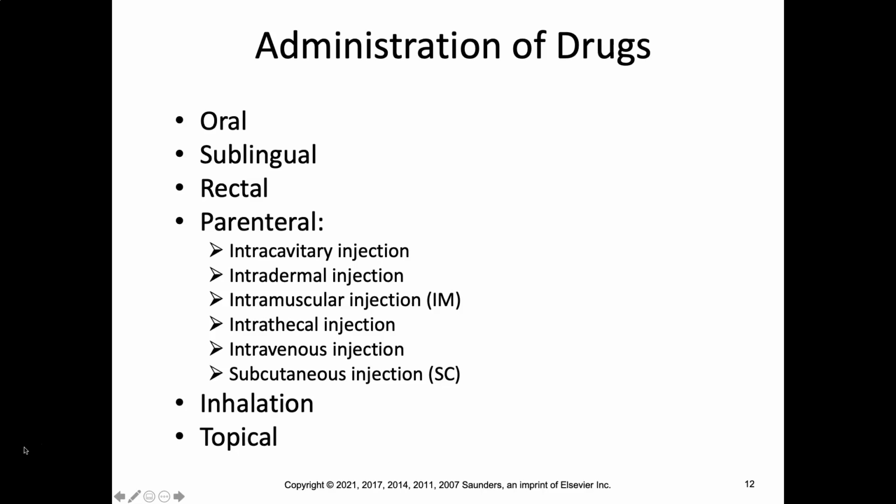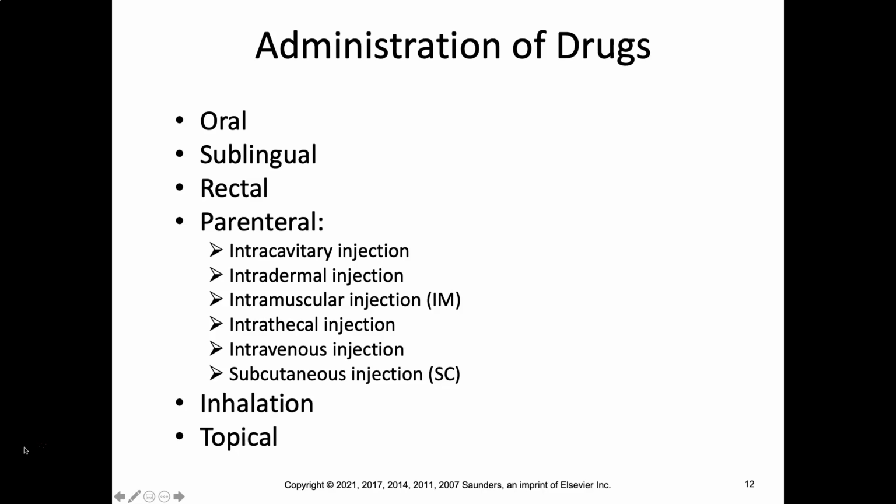How are drugs administered? Well, they can be administered orally. That's where you swallow them, whether it's liquid or a pill you swallow. Sublingual, that's where it dissolves under the tongue. Rectal, which is inserted into the rectum, like a suppository or an enema. Parenteral, this is where you get your injections, whether that's intracavitary, intradermal, intramuscular, intrathecal, intravenous, or subcutaneous. Those are all parenteral ways of administering drugs.